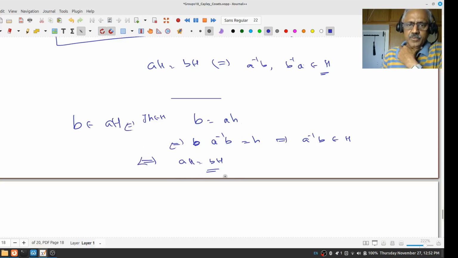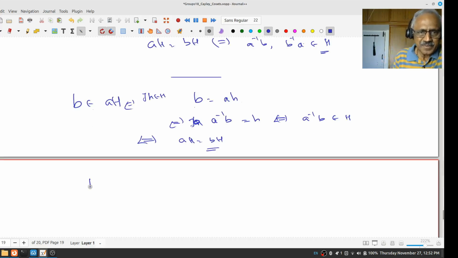This is also if and only if, because AH equal to BH if and only if A inverse B belongs to H. That is, if and only if there exists h such that A inverse B equal to h. That is, if and only if B is Ah, that is, if and only if B belongs to AH. You understand this? Therefore, B belongs to AH if and only if AH equal to BH.